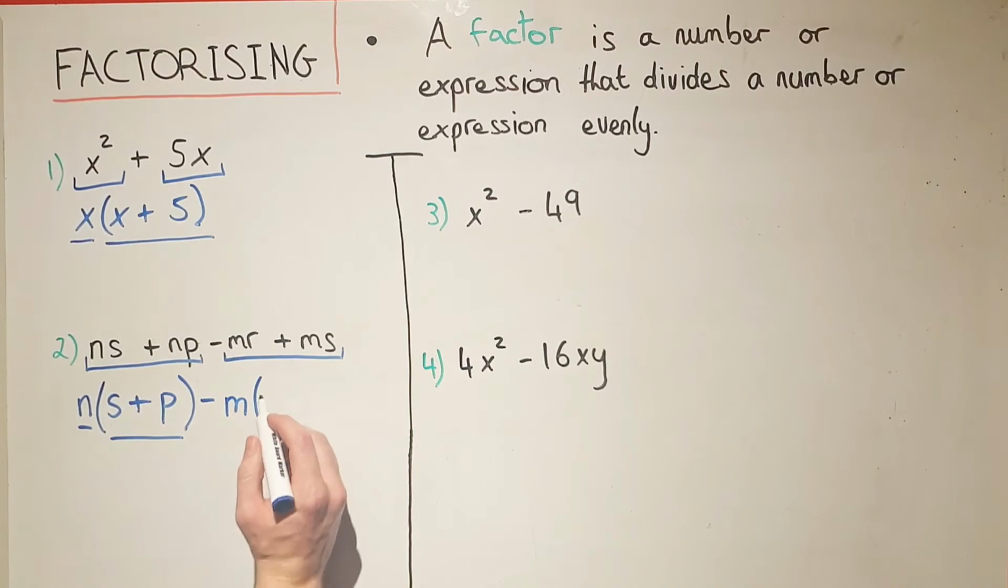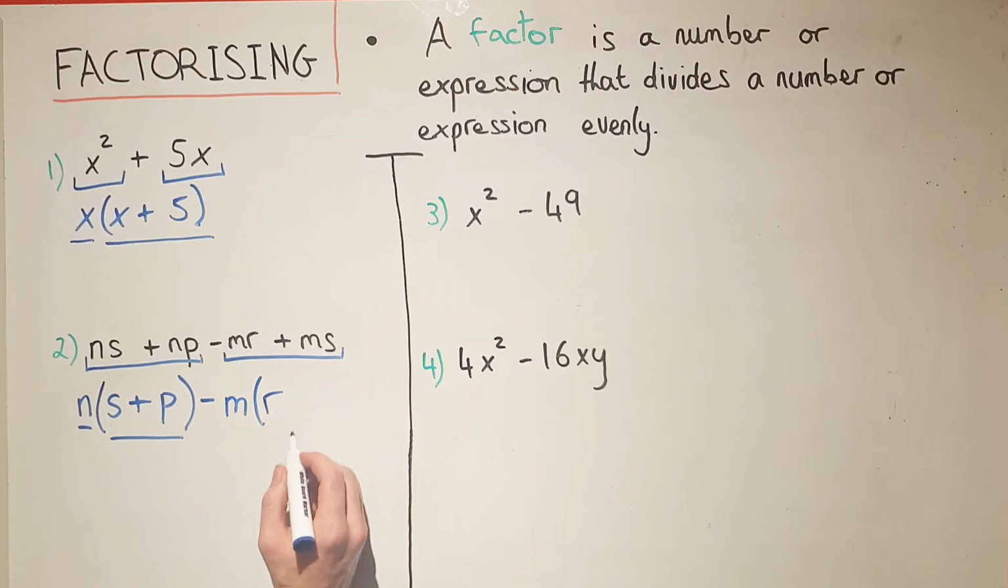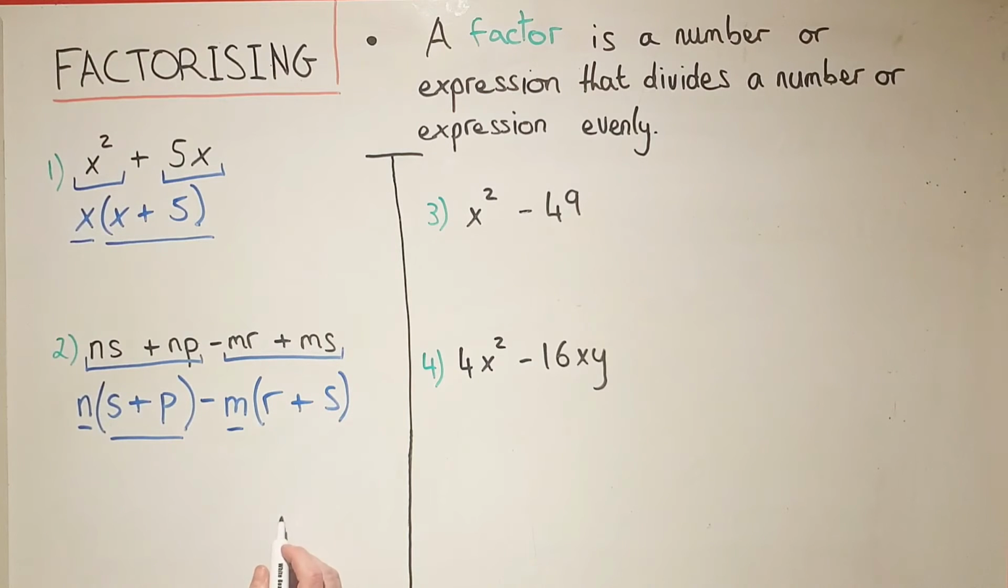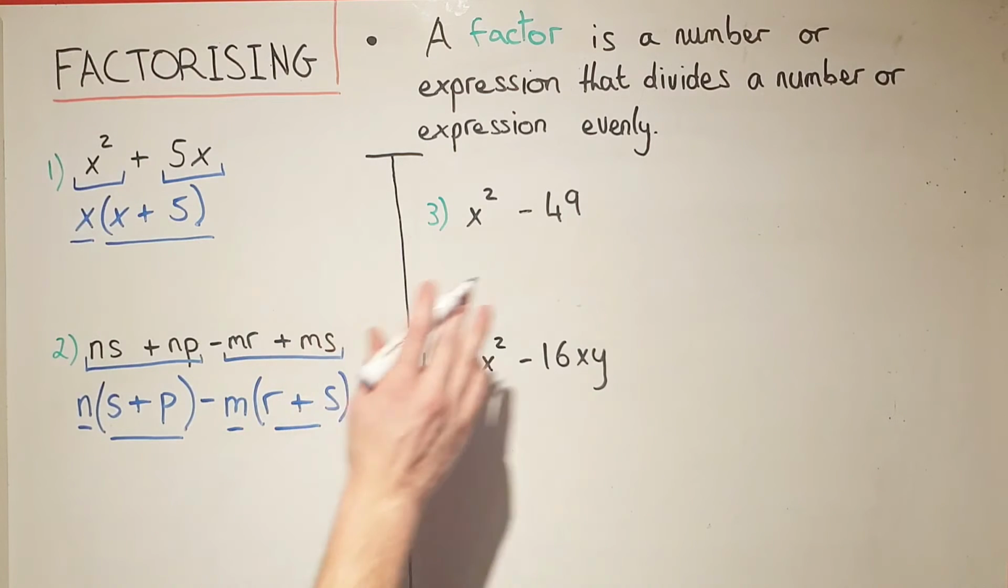Taking an m out of the first item here leaves us with r, plus, and then a leftover s. So again, we have this factor in product with this factor, so they would divide in evenly.